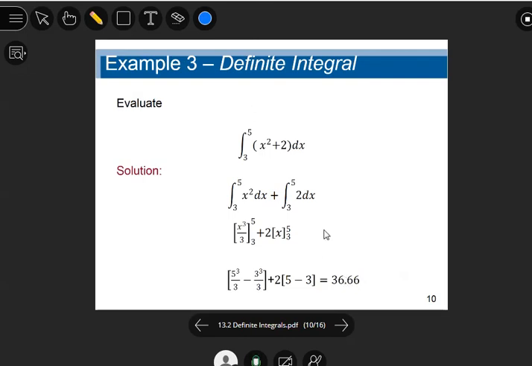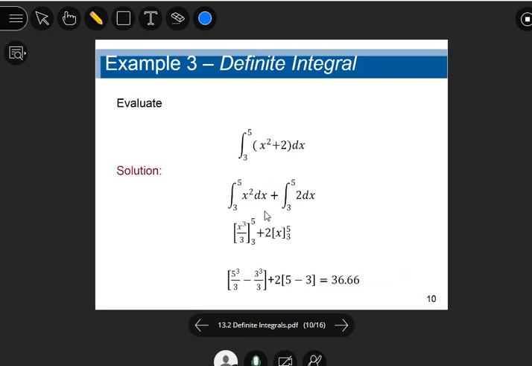So now let's go to a simple example. I think after doing this example, you can understand the idea of the definite integral. So this is the problem. You need to integrate this function x square plus 2 between 3 and 5. In other words, you have to find the area under the curve x square plus 2 between your lower limit 3 and upper limit 5.